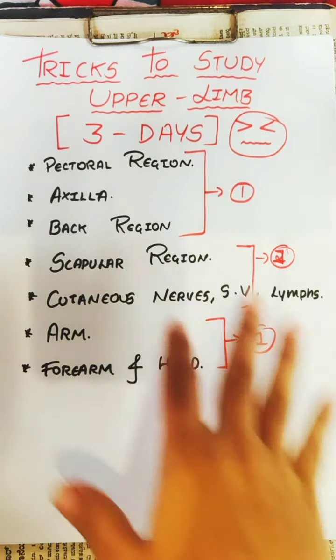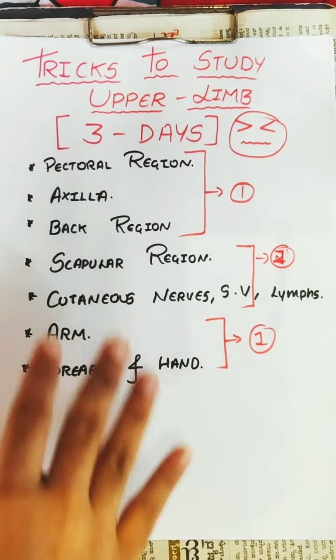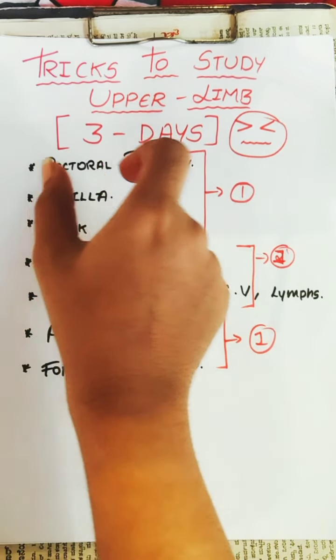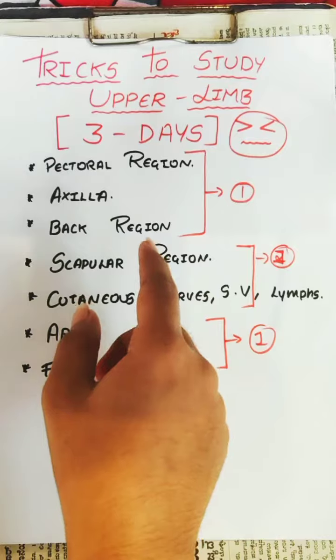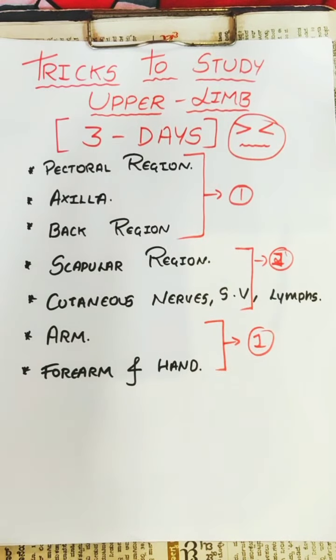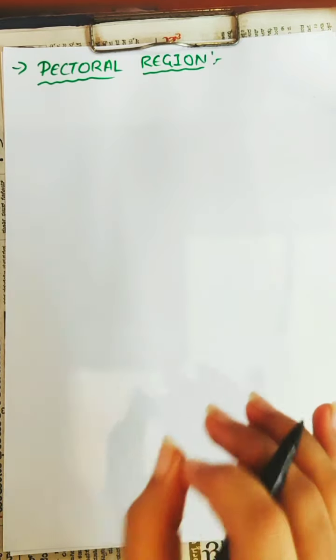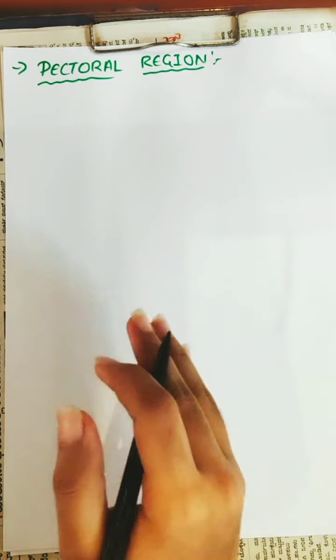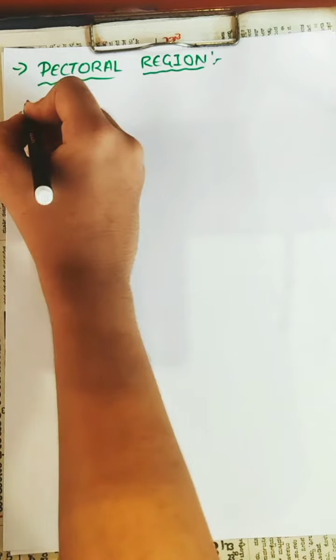So now you have understood the gist of these topics. We'll see how to tackle these questions in 1 day. So here we go. For the pectoral region, we'll see what the main important topics are and what time limit we have to complete those topics. So the first one is the pectoral region.